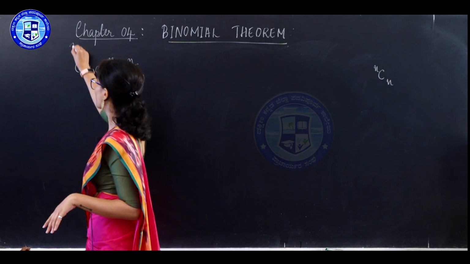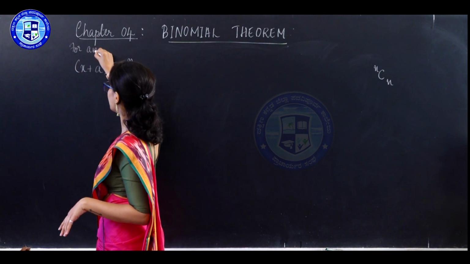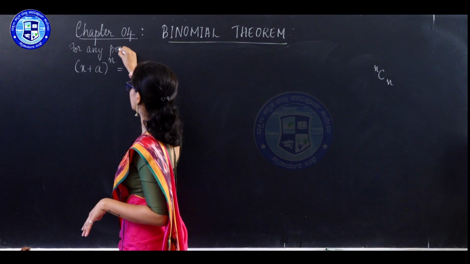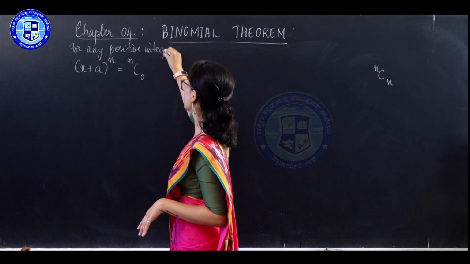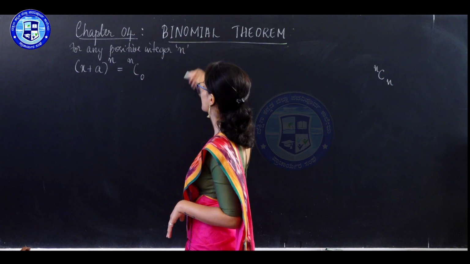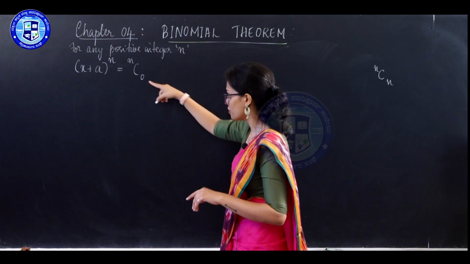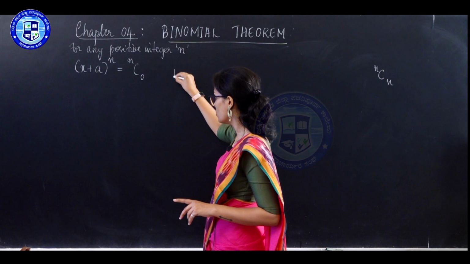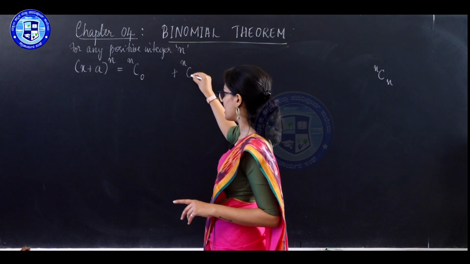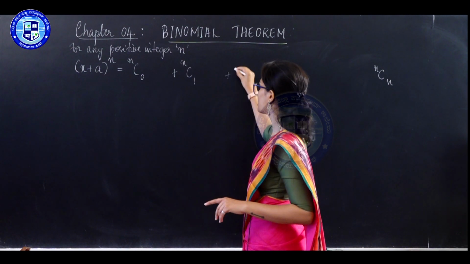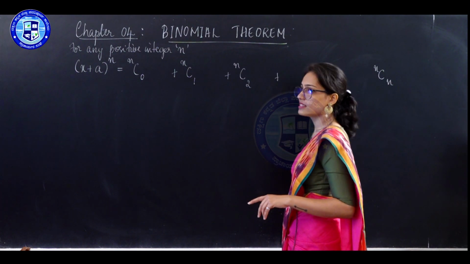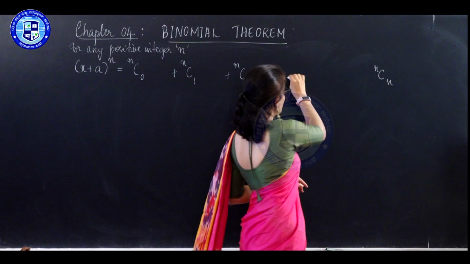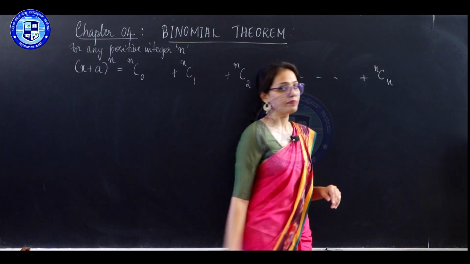So let's take any positive integer n. Okay? So let's start writing the coefficients. It should be nC0, next term should have nC1, next term should have nC2, and next term nC3 and so on up to nCn.